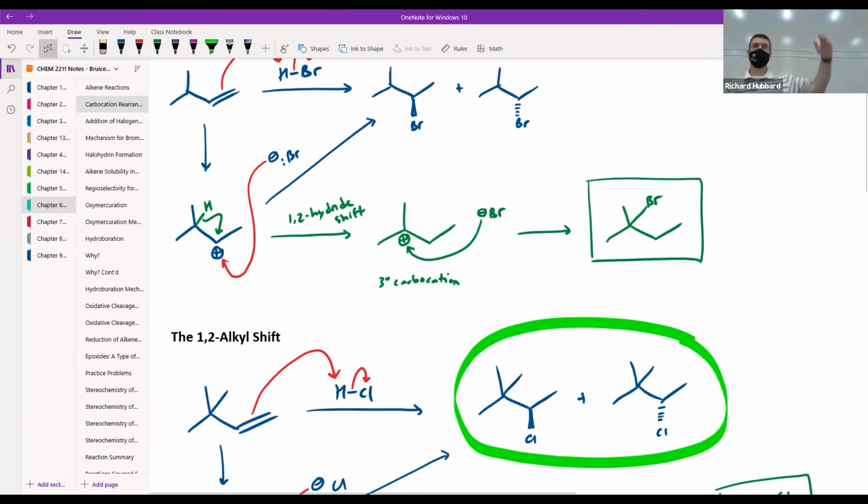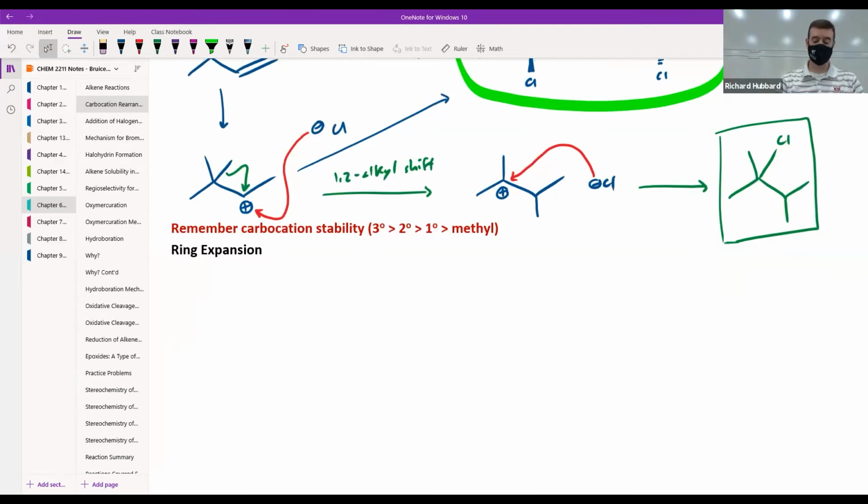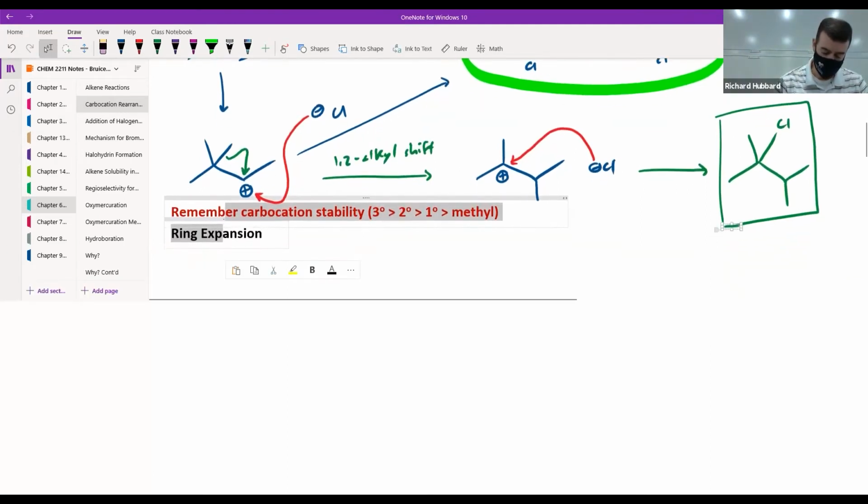All right, so we're leveling up. Now let's go one level more. Let's do a ring expansion. This is a variation on an alkyl shift. Let me bring some of these down a little bit. Come on.